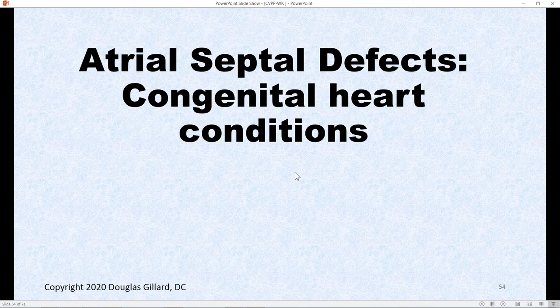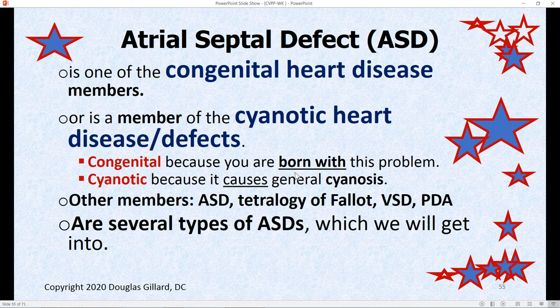Let's talk about another hole in the interatrial septum. These are called the atrial septal defects, and there's a bunch of them. We're just going to talk in general about them. This is a member of the congenital heart disease family, a.k.a. the cyanotic heart disease family. Why do they call these cyanotic? Because they often lead to a pathological right-to-left shunting of blood and hypoxia. They're congenital because you're born with this hole. The other members of the cyanotic heart disease family, again, are the atrial septal defects, which is this one, ventricular septal defects, VSD, patent ductus arteriosus, and then the tetralogy of Fallot, and we'll talk about those.